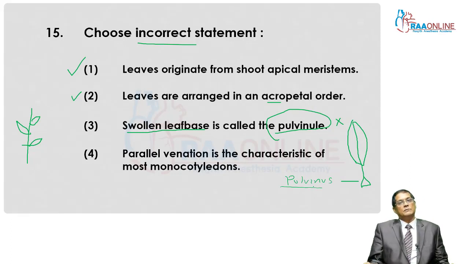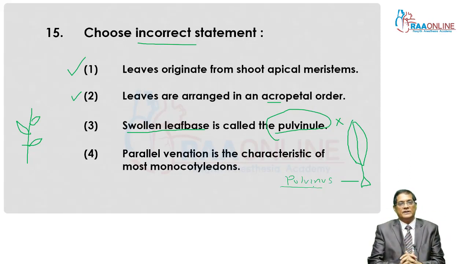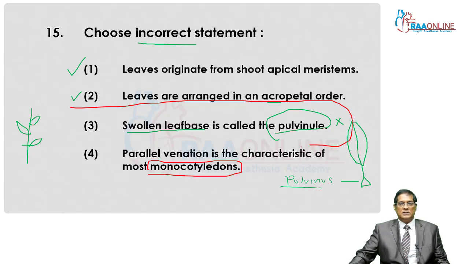Pulvinule is actually found in the compound leaf. A compound leaf has so many leaflets and the swollen base of a leaflet is known as pulvinule. Then, parallel venation is a characteristic feature of most monocots. Yes, absolutely right. Monocots have parallel venation, whereas dicots have reticulate venation in their leaf. So the 15th question answer: this is wrongly matched. The correct answer should be pulvinus.